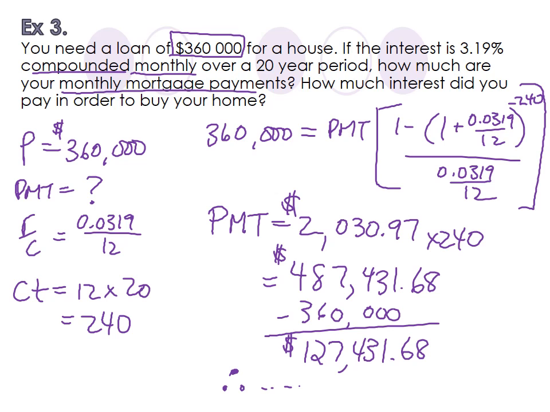So therefore, the cost of actually buying your home cost you an additional $127,000 and change, which again, that's probably why most of you, almost all of you, a house with a mortgage is going to be the single biggest investment that you ever make.